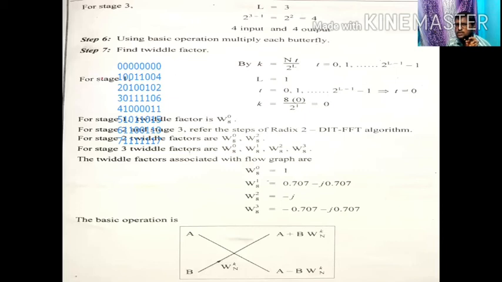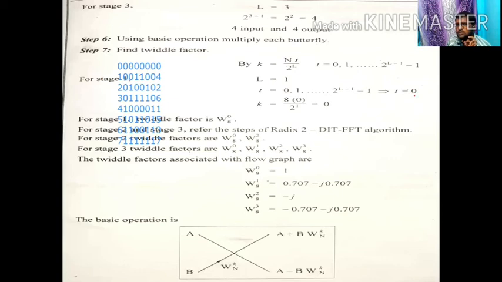So at first stage, L is equal to 1. Here you substitute L equal to 1. So t ranges from 0 to 2 power 1 minus 1. 2 power 1 is 2, and 2 minus 1 is 1, then 1 minus 1 is also 0. So it starts from 0 and ends with 0. So the condition is satisfied only for t equal to 0 alone.